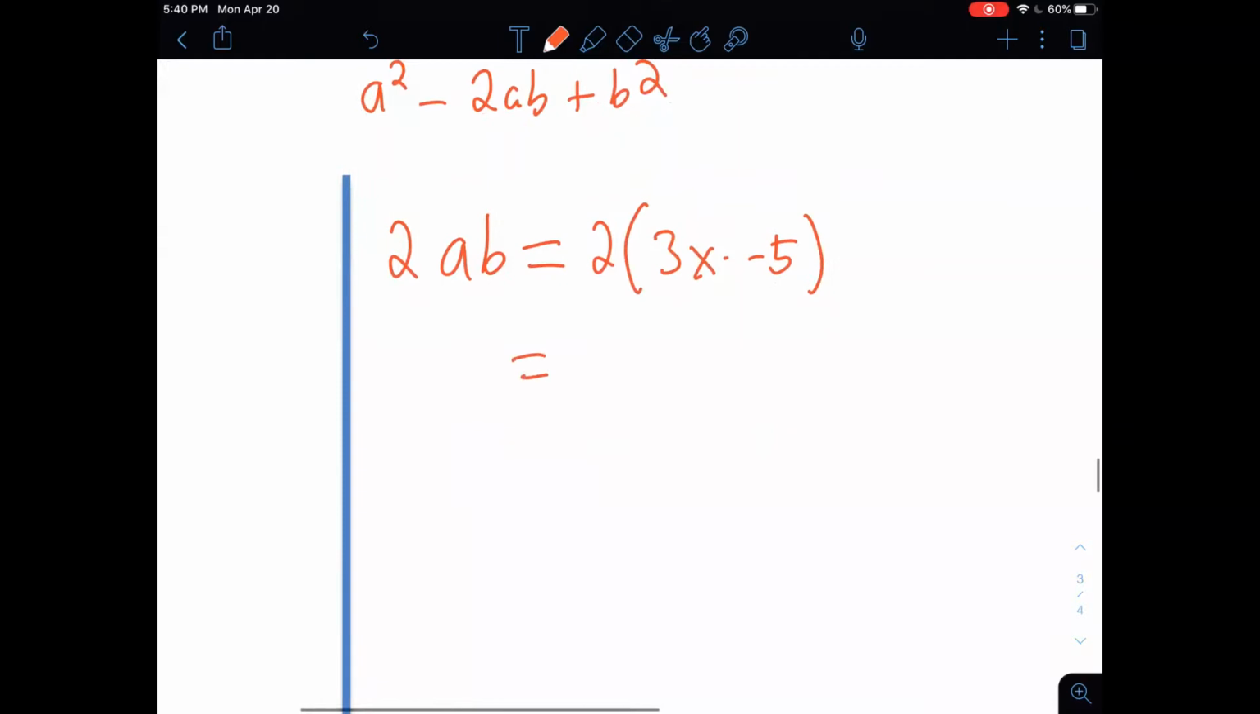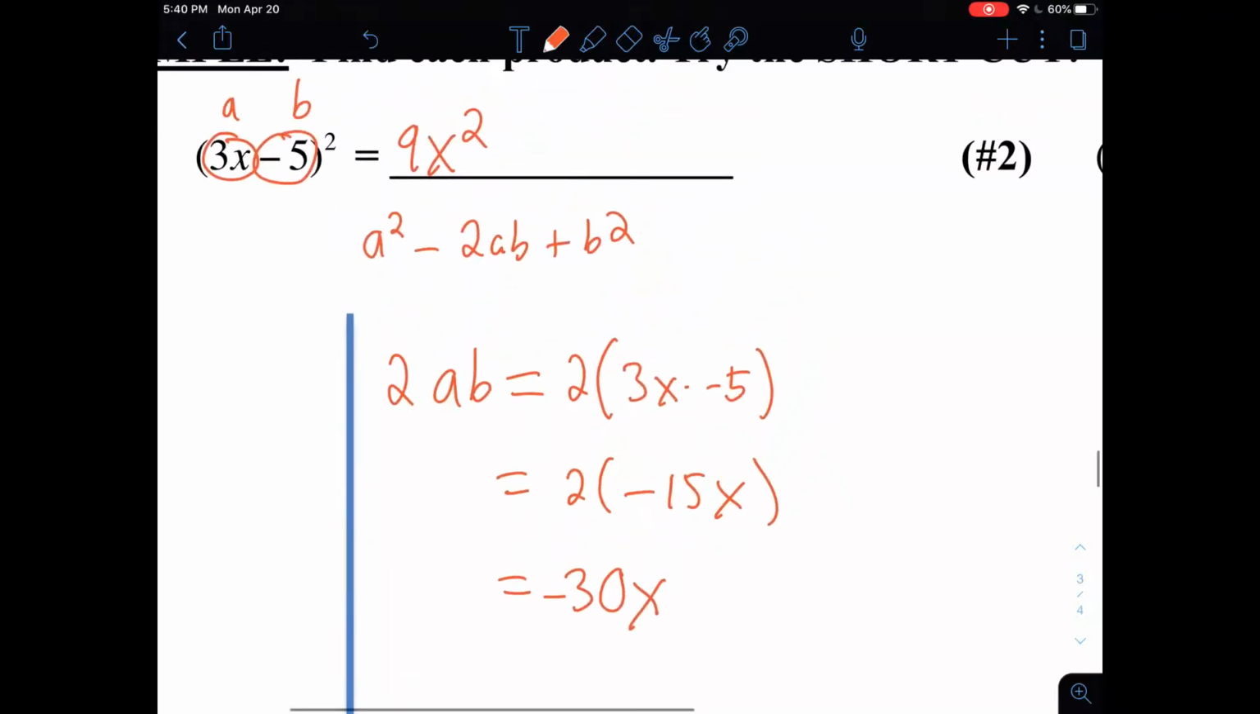3x times negative 5 equals negative 15x. And then what is double negative 15x? It's going to be negative 30x. So all we have to do in the middle here is put negative 30x. Okay, and then what is b squared going to be? If b is negative 5, what is b squared going to be? It's going to be positive 25.